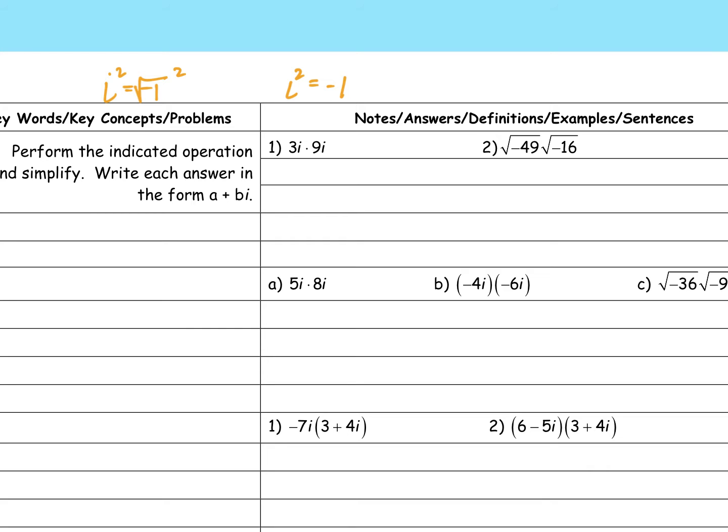Okay. 3 times 9 is 27, and i times i is i squared, but we know that i squared equals negative 1, so my answer would be negative 27.